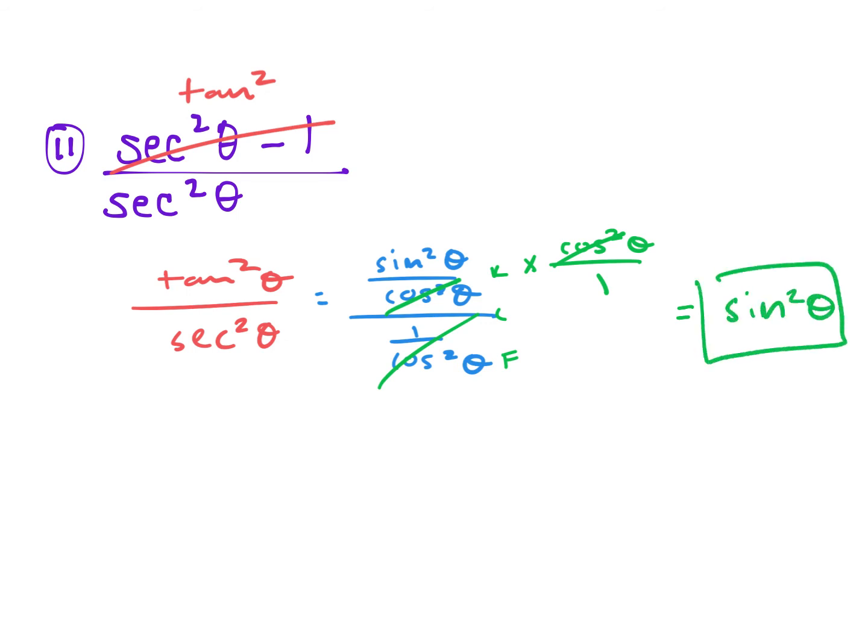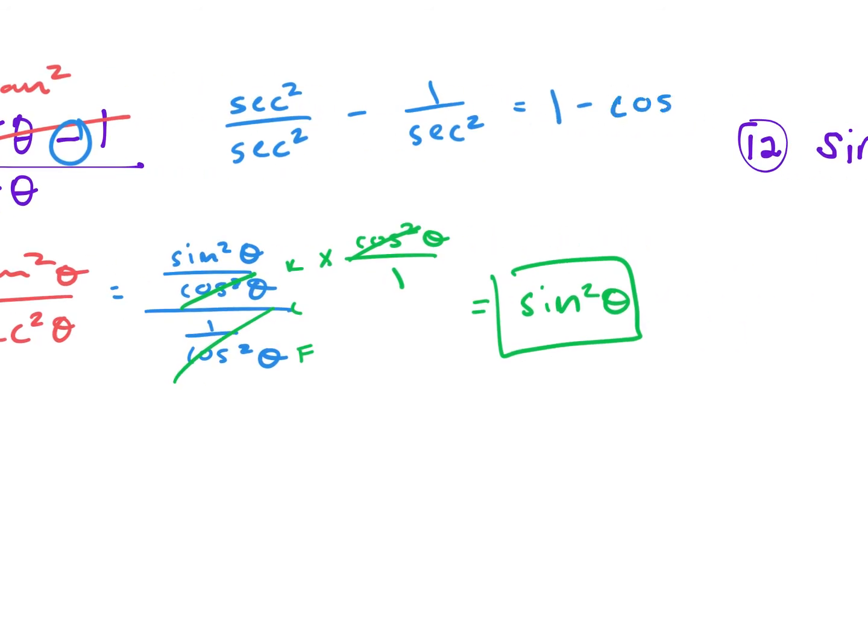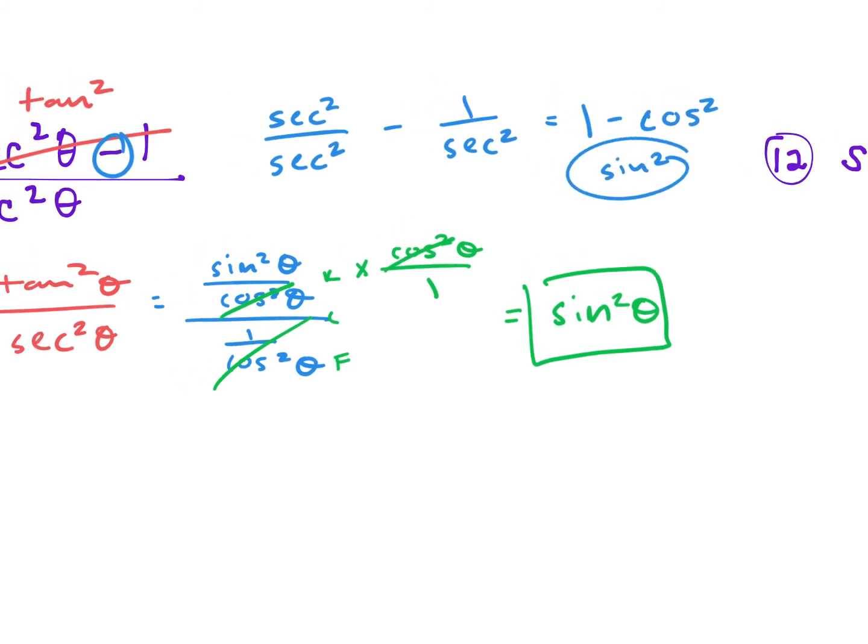And that's it. If we wanted to, just as another example, we could break it up so it would be secant squared over secant squared minus 1 over secant squared. Since I'm subtracting, they each get the denominator. This would be 1 minus cosine squared, which is sine squared. So just another way to do that.